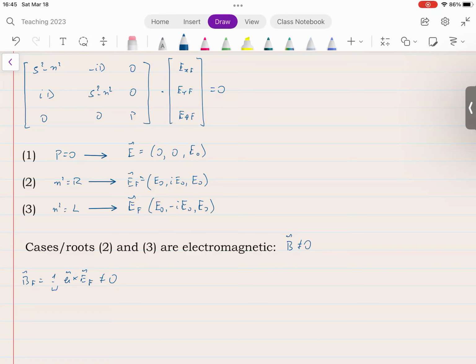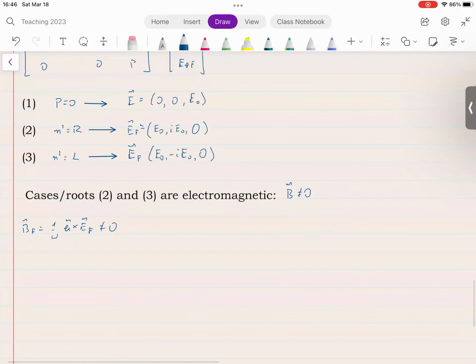Okay, as for charges, let's see what Gauss's law. Oops, sorry. Before I do that, let me fix a typo here. That's my bad. These are zeros. P is non-zero, so I need the Z component of the vector field to be zero in these cases. Okay, now back to Gauss's law.